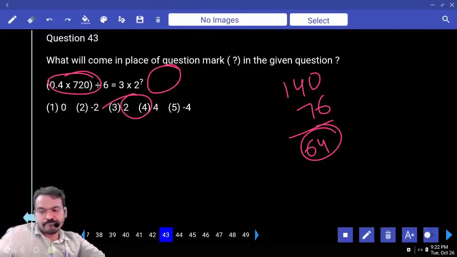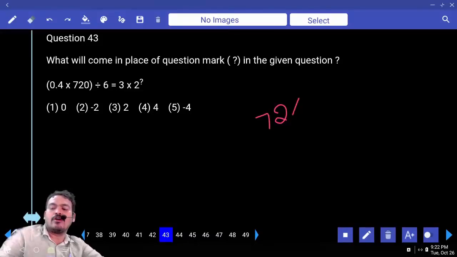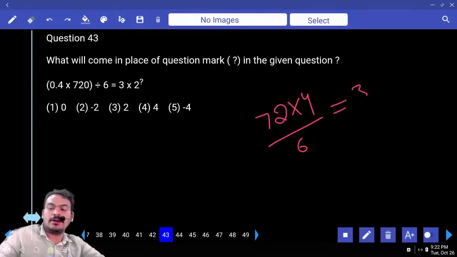Next, 43. First priority, left hand side bracket value, or not? Okay. 0.4 into 720. That value is written as 72 into 4, or not? 72 into 4 by how much value? 6. It is equal to 3 into 2 power something, or not?